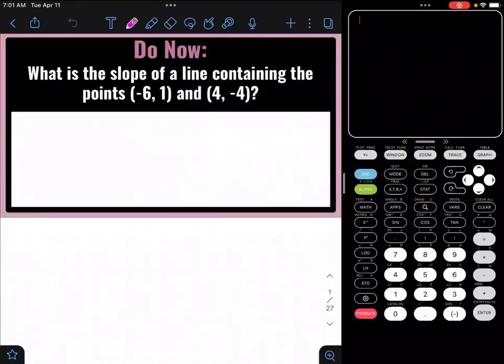Alright, today we are going to continue on in our quadratics unit, where today we are going to learn how to find the rate of change of quadratics and their graphs. If we remember anything about rate of change, another word for rate of change could be slope.